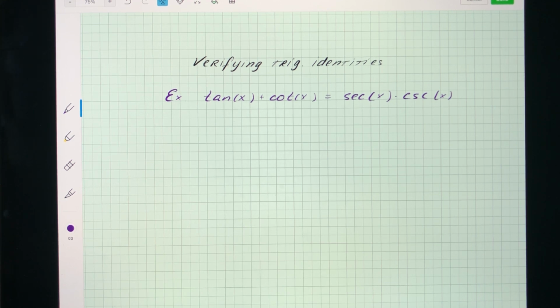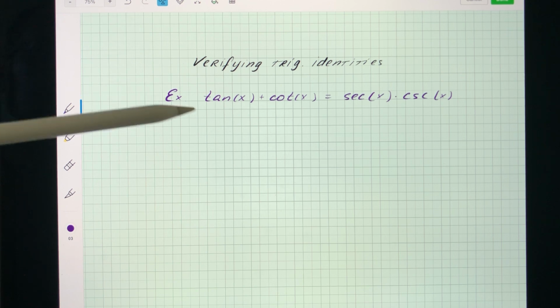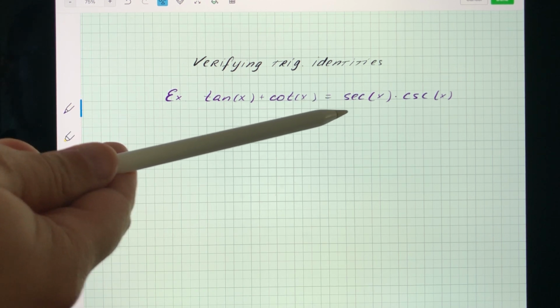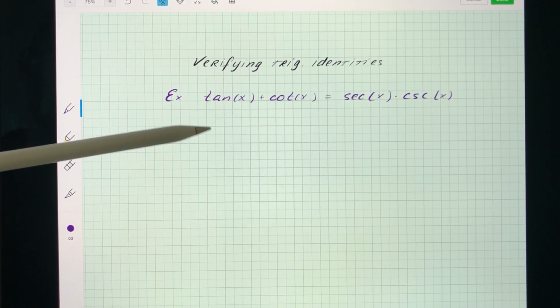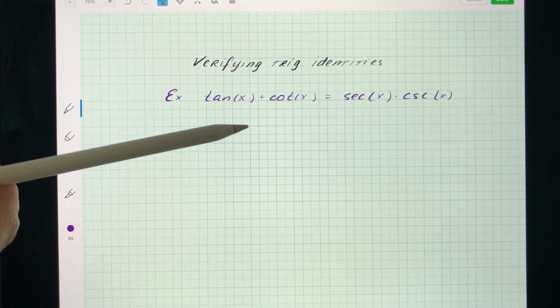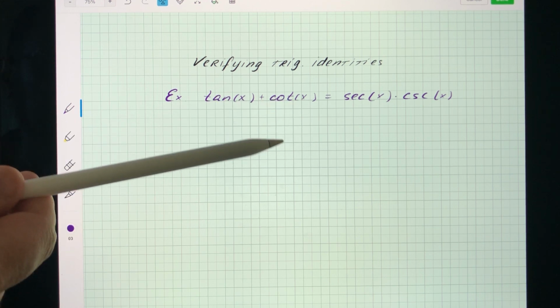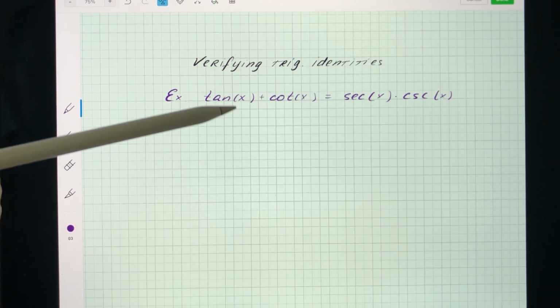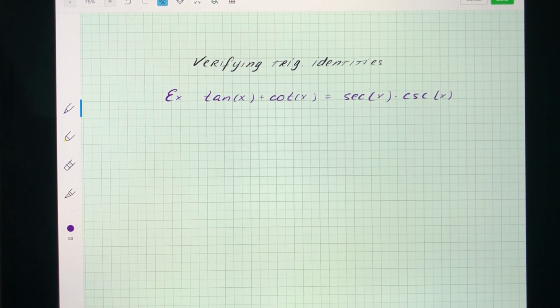One way to do it is to start with one side and get to the other side, but our functions are complex. They are made up of sines and cosines. So it may be easier to convert both sides into sines and cosines just to see what they look like. So let's do that. The tangent is the sine divided by cosine.